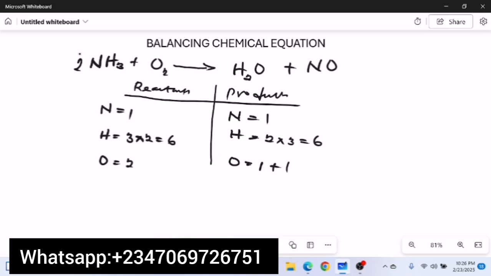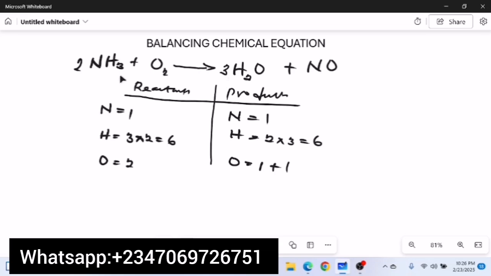The same thing happens on the product. On the product, I multiplied the hydrogen atom by 3. And hydrogen atom is found there, which means I'm going to be appending 3 at the front of water because I multiplied that equation by 3. So with this now, I have 6 moles of hydrogen on the product, 6 moles of hydrogen on the reactant.